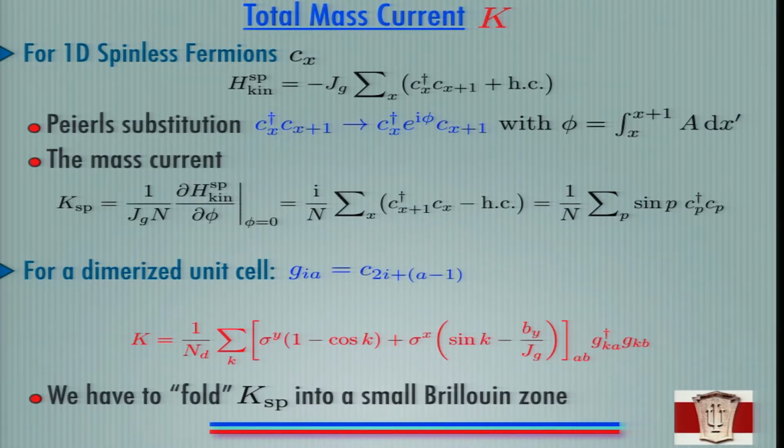So let me tell you how you calculate the supercurrent. This is the usual way. I'm just showing you the simplest case, how you calculate the current in simple lattice systems, which is non-interacting fermions, where you do the usual Peierls substitution and you calculate the derivative of the Hamiltonian with respect to this flux. Of course, this current is going to be 0 there.